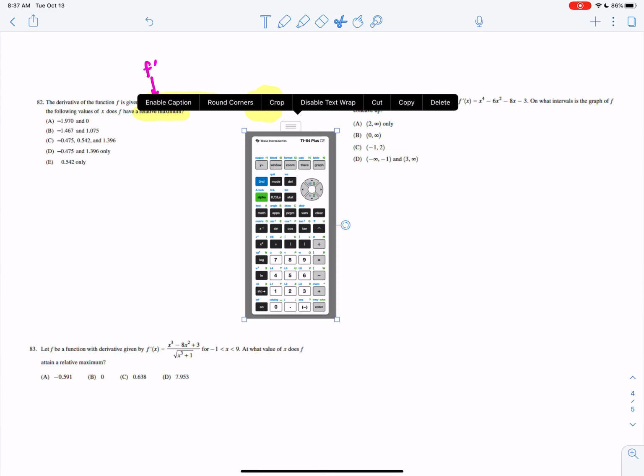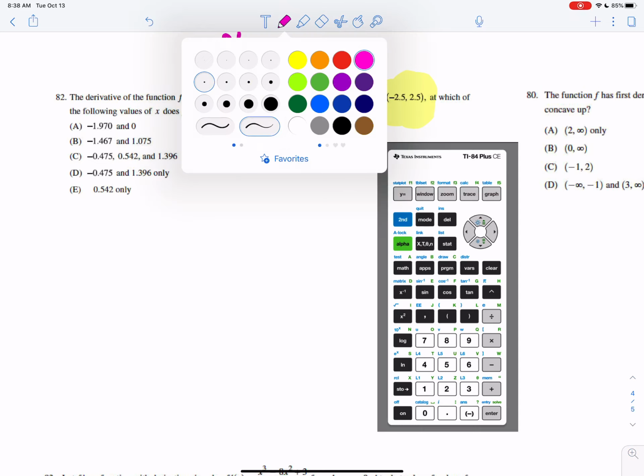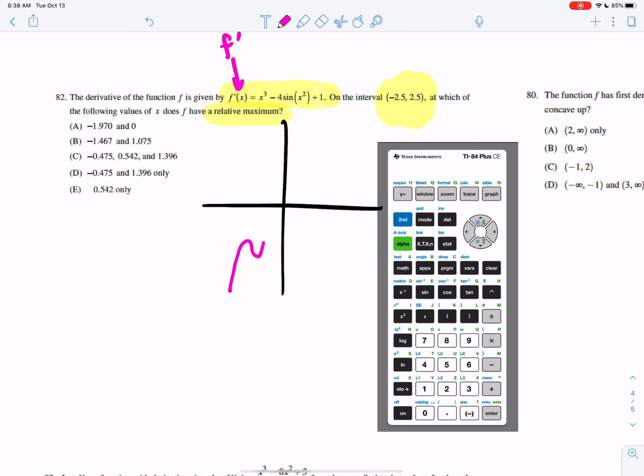Just so you guys can follow along with me, okay? All right, here we go. So make sure you guys clear your Y1 and go ahead and type this one out here. It's X, so the variable button, caret 3, jump down, minus 4, sine X squared, parentheses, plus 1. Okay, now if you guys hit graph, I will attempt to draw this. Here we go. You should get something that kind of looks like this. Okay?